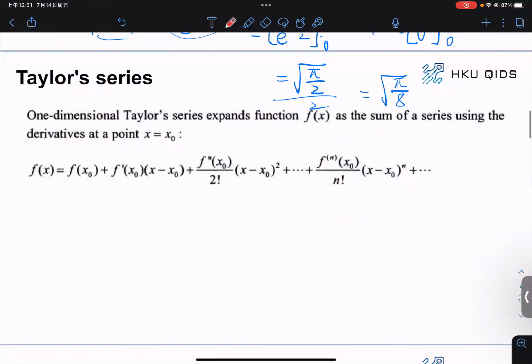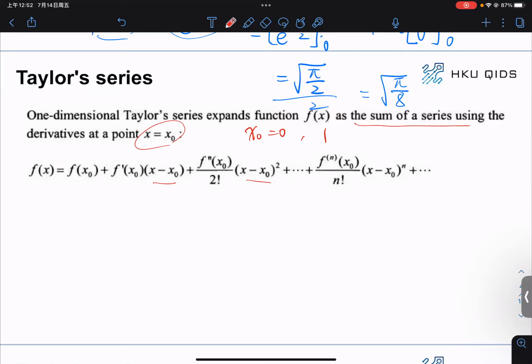Okay, now let's come to Taylor series. I personally think it's the most elegant and the most important method among all the important tricks in calculus. The one-dimensional Taylor series expands function f(x) as the sum of a series using the derivatives at the point x equal to x0. We can trivially choose any x0, so usually we choose x0 at 0, just for convenience. But sometimes we may also use 1 in some special questions.